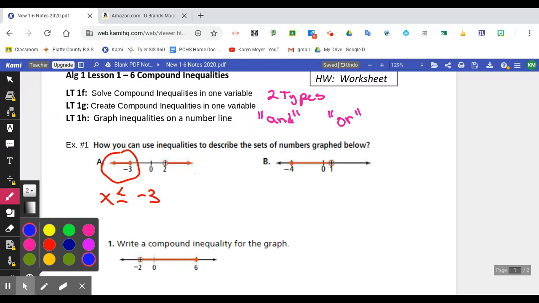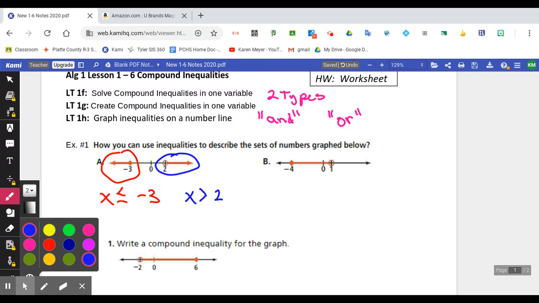Now if I switch and go to the other side, for that one, I have my variable x. And then I have the number where the circle's at, which is 2. This one does not have the or equals 2 because it's an open circle. And we're shading to the right. If we're shading to the right, then that means that x is bigger. So I get to put in greater than.